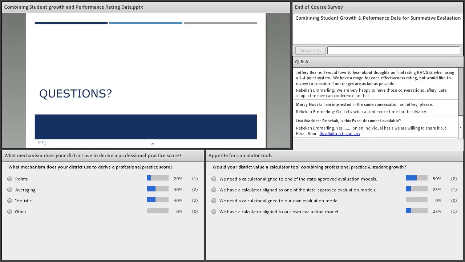And then also on the right-hand side at the bottom of the screen, we'd love to know if your district would have any desire to have a calculator tool combining professional practice and student growth. We've delineated our thoughts there in four different options. But if those options don't meet your needs, or don't accurately reflect where you're coming from, please don't hesitate to indicate that in the Q&A.